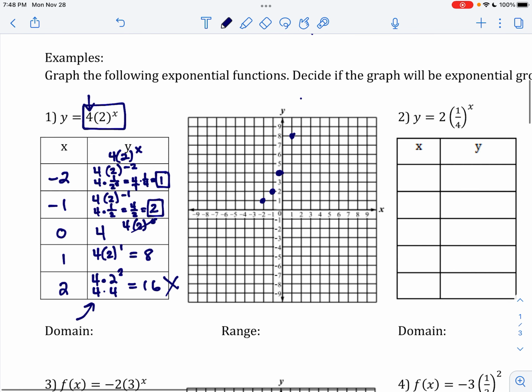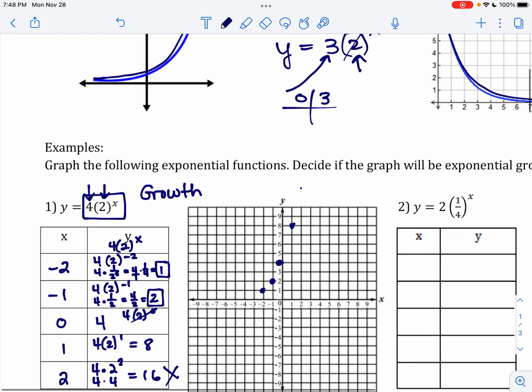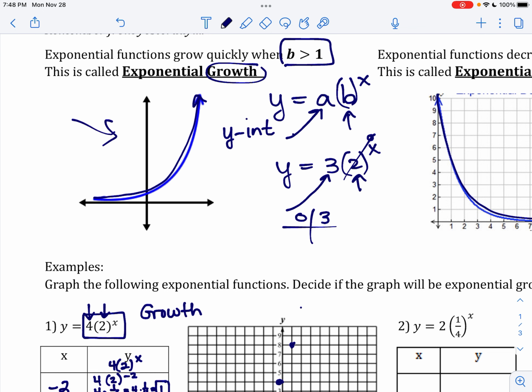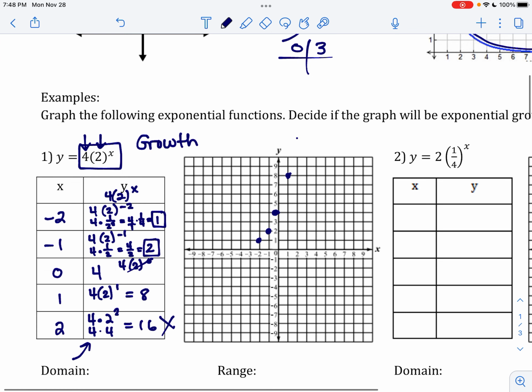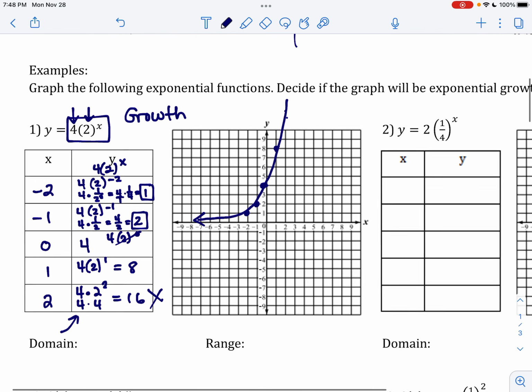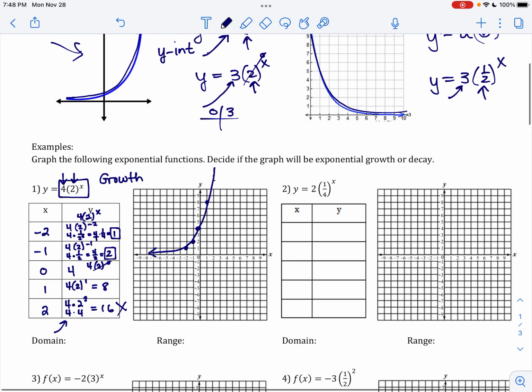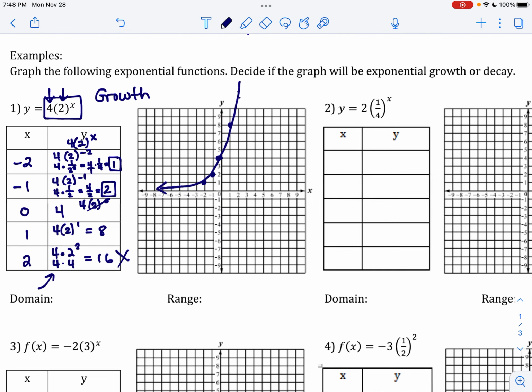So I know that this is a growth because my b value is 2, which is greater than 1. So I know that that has to be a growth. So a growth graph is going to look like this, and this one does. It comes down, and it gets very close to the x-axis and goes like that. So it does represent a growth, so I know I'm at least on the right track. Okay, so that we all learned yesterday.